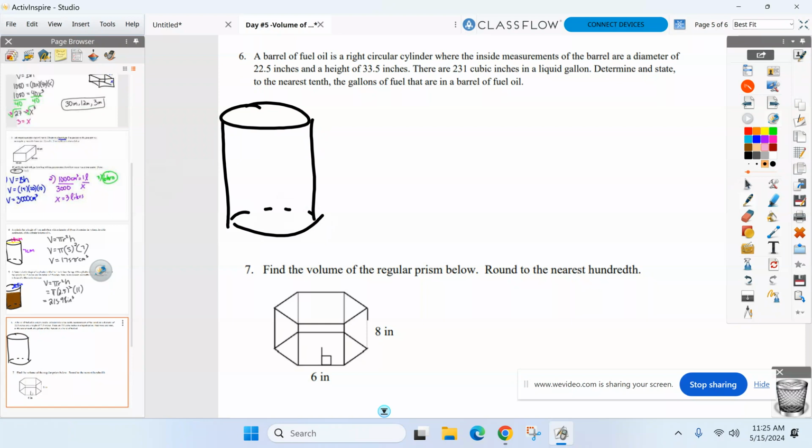Height of 22.5. Nope, that is the diameter. Not like you've done this problem 4 times already.